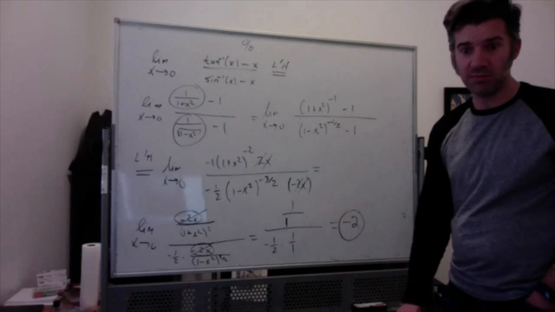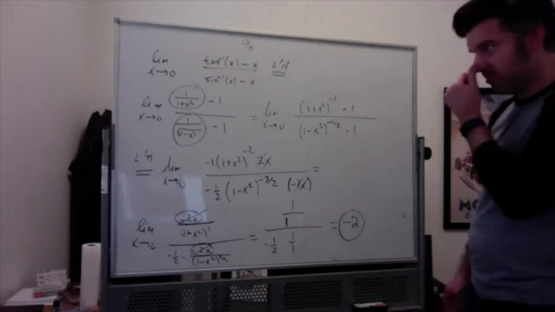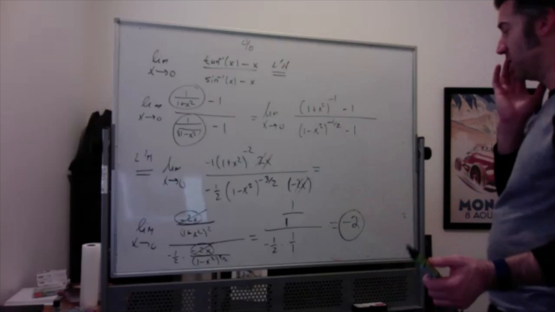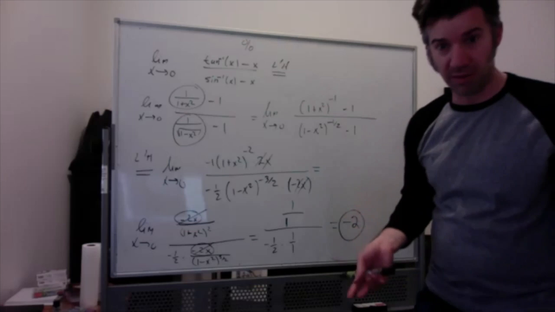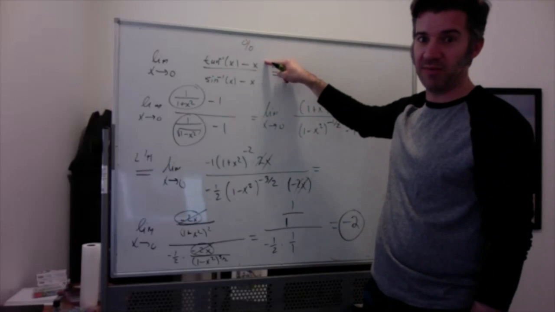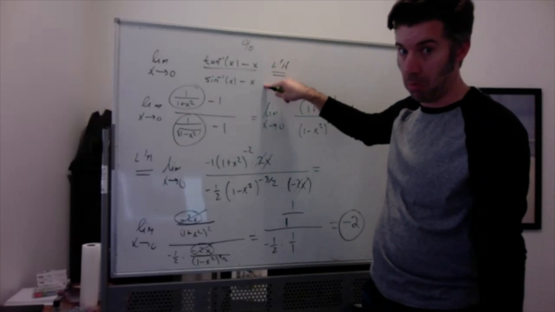That's cool. I was expecting to get 0. It's always cool when it comes out to be not 0 or not infinity. So bizarrely, this top part is approaching 0 at a rate that is negative 2 times as fast as this bottom part. Interesting.